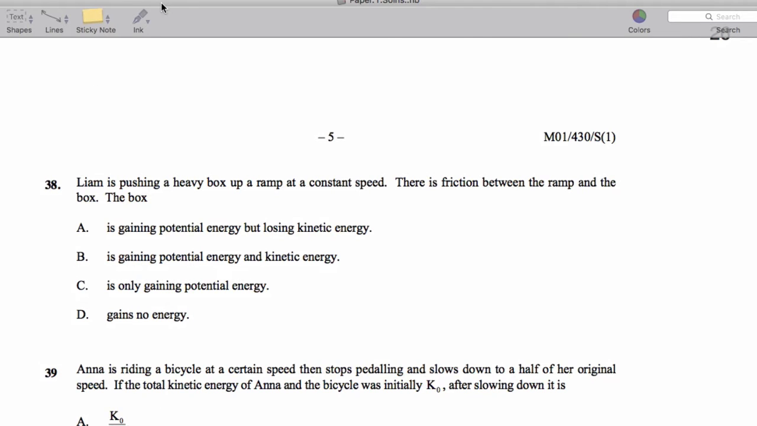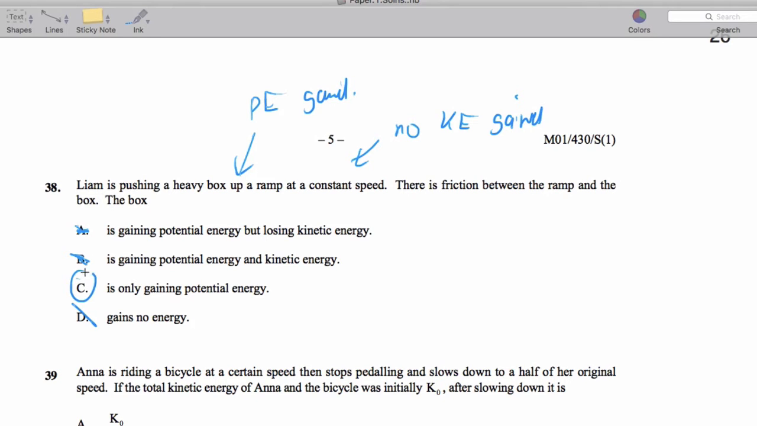38. Liam is pushing a box up a ramp at constant speed. What does this mean? No kinetic energy gained. And we're pushing it up a ramp, so there is PE gained. There is friction between the ramp and the box. The box is gaining potential energy. Not gaining kinetic energy. Not losing kinetic energy because its speed stays the same, so we're left with choice C. Only gaining potential energy.